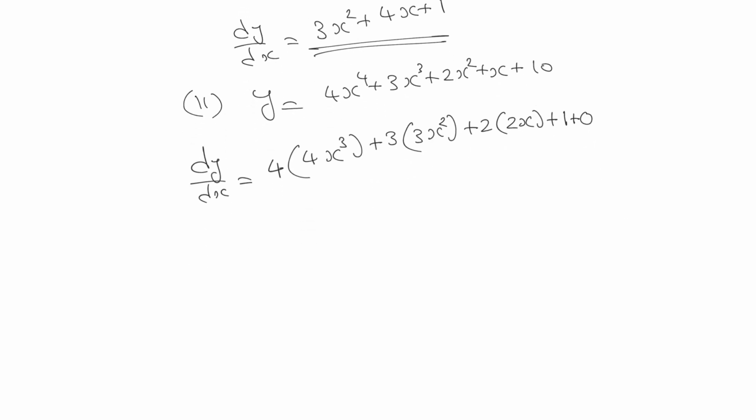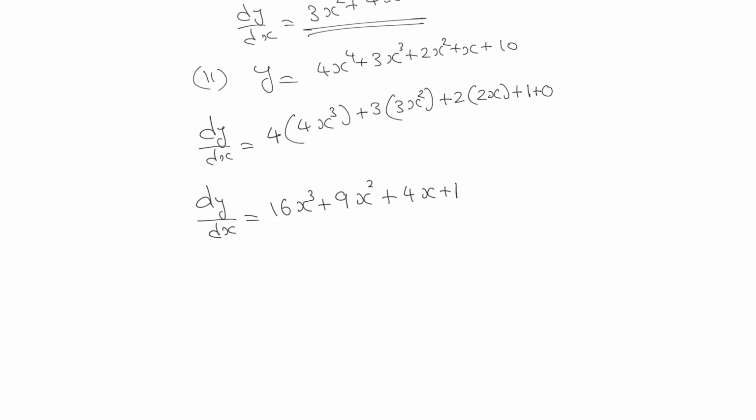So we can write the value of this dy by dx is equal to 4 into 4, we can take it as 16 x raised to 3 plus 3 into 3, that is 9 x raised to 2 plus 2 into 2, that is 4x plus 1. That will be our answer. Now I think you got the idea. Even we can directly write the answer without doing all these steps.